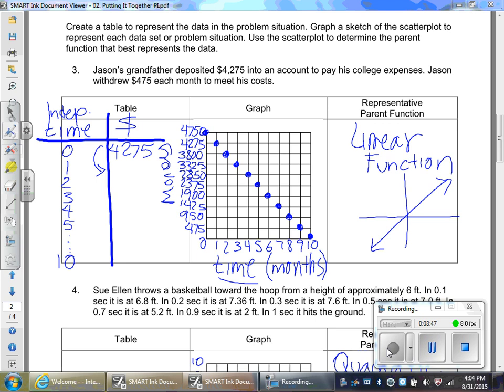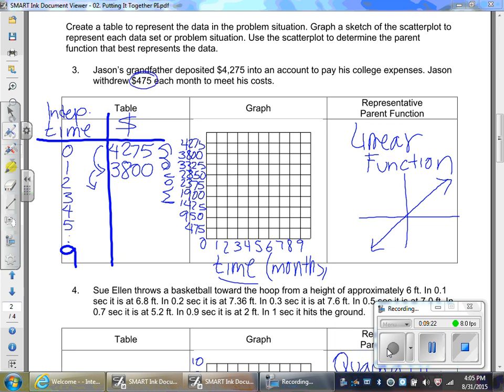Where's the mistake here with my graph? So we start that, and if we subtract 475, we will get the amount 3,800. And so if we keep going in that way, then I believe it will be after 9 months when he will run out of money. So just keep subtracting 475 because that was what Jason is withdrawing each month.